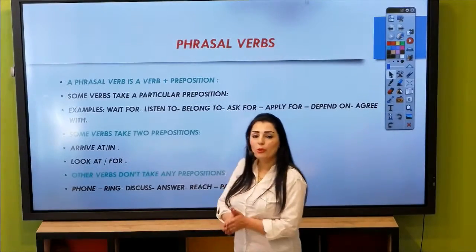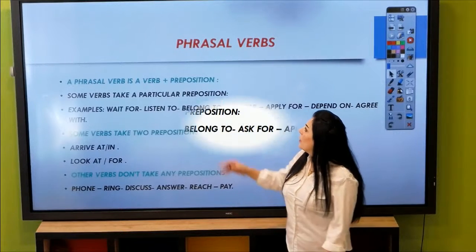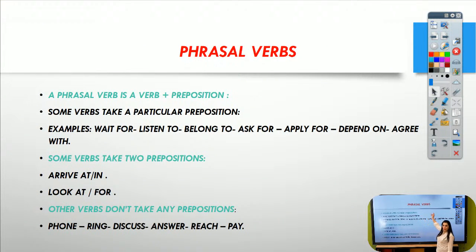Now we will move to grammar. This unit talks about phrasal verbs. Phrasal verbs, at first, we'll have the definition of a phrasal verb. A phrasal verb is a verb plus a preposition. So it's a verb plus preposition. In English, some verbs take one preposition only, just one preposition, like wait for, listen to, belong to, ask for, apply for, depend on, agree with, and so other verbs.